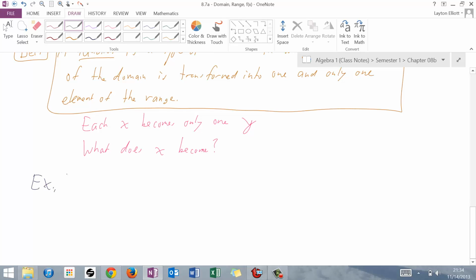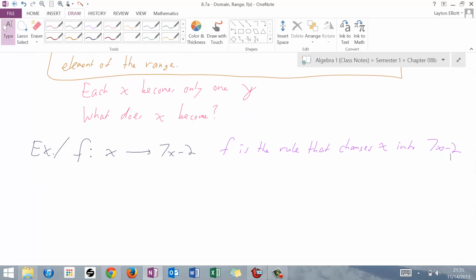So here's another example of one. We're going to call this function f, just for right now. And function f is going to take x and transform it into 7x minus 2. What I mean by that is f is the rule that changes x into 7 times x and then subtract 2.